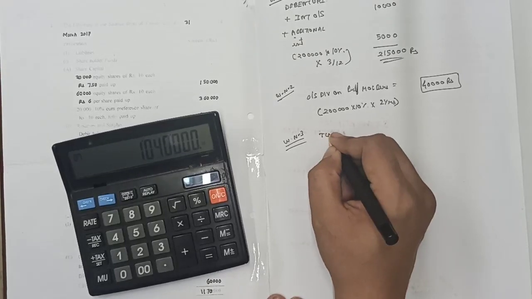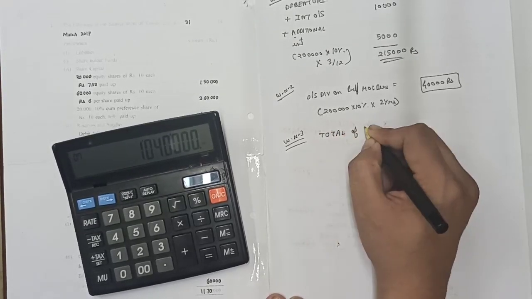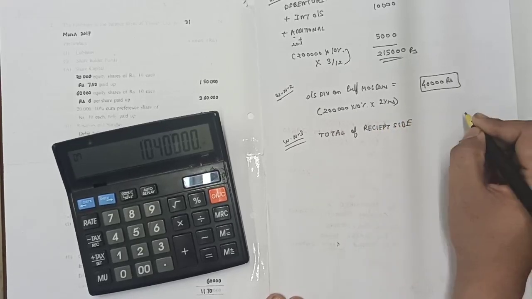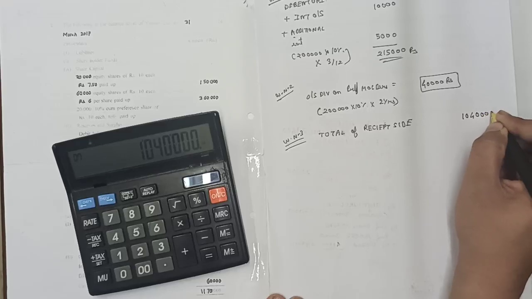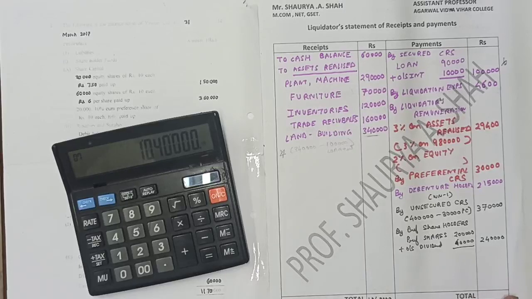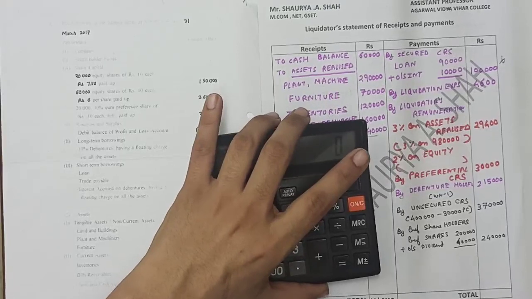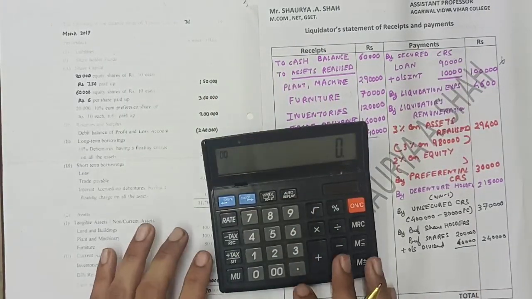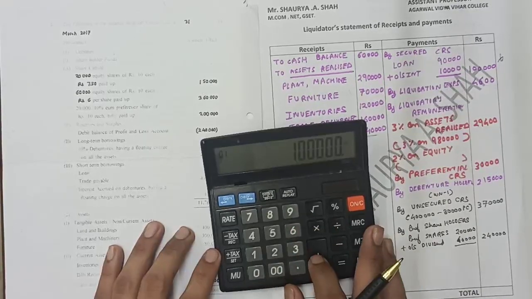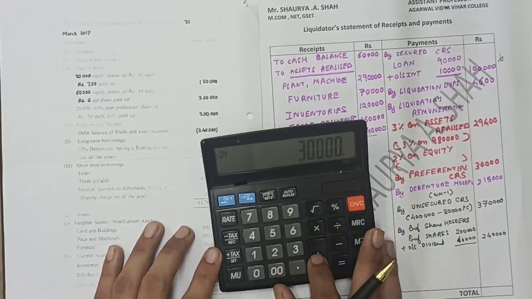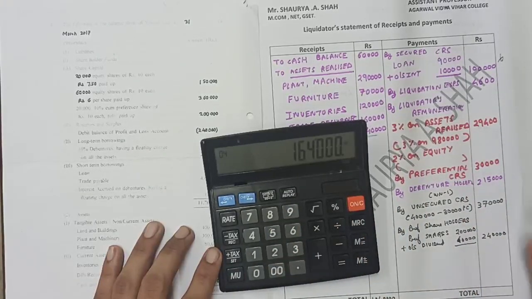So what I'll do is working note number 3, total of receipt side, 10,40,000, right? Better write down in working also so that you can simultaneously solve it. So 10,40,000 is the total of receipt side. Fine. Now we'll do the total of payment side up till your, again we can say, preference shareholders. Fine. So 1 lakh plus 4,600 plus 29,400 plus 30,000. Equity remuneration we are not knowing, so skip that part.